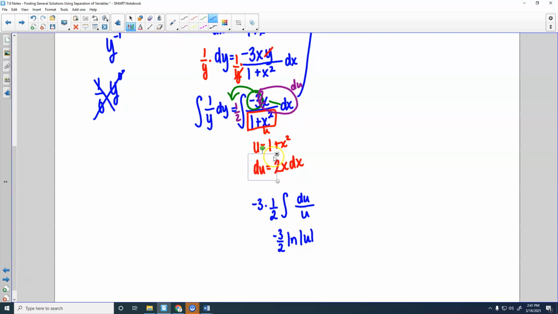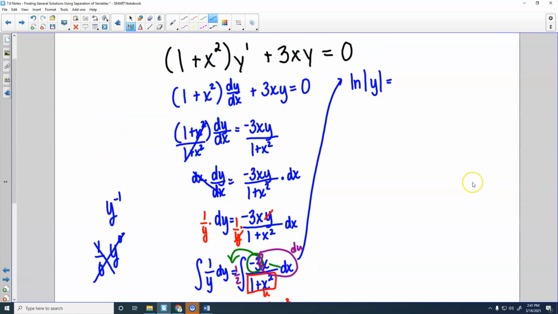U is 1 plus x squared. So up here on the right-hand side, I've got negative 3/2 natural log of the absolute value of 1 plus x squared. I need something else with it, plus c. Now, technically, you have solved at this point because you don't have any dx's or dy's anymore.